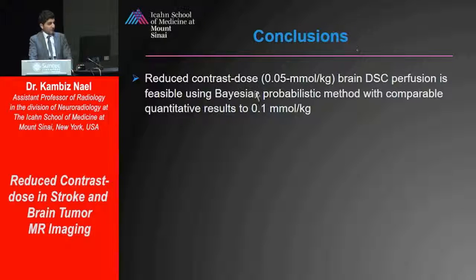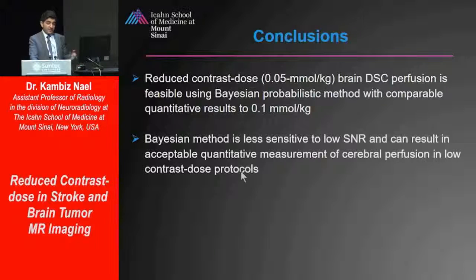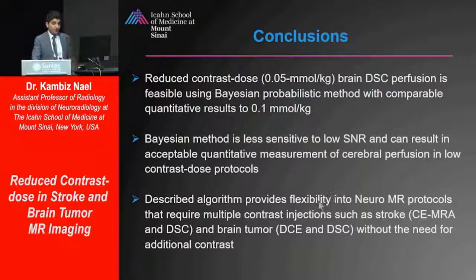post-processing. So in conclusion, reduced contrast dose, meaning 0.05 mmol/kg, brain DSC perfusion is feasible using the Bayesian probabilistic method with comparable quantitative results to 0.1. The Bayesian method is less sensitive to low SNR and can result in acceptable quantitative measurements of cerebral perfusion in low SNR environments, such as can be seen with low contrast dose protocols. And the described algorithm provides flexibility into your neuro MR protocols that require multiple injections.